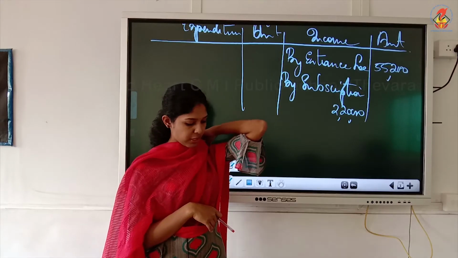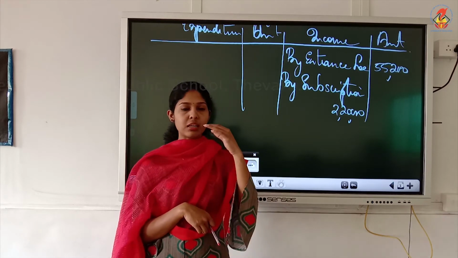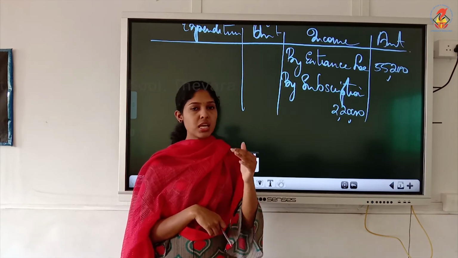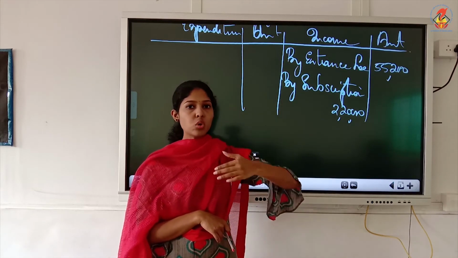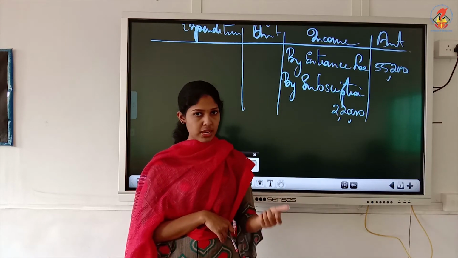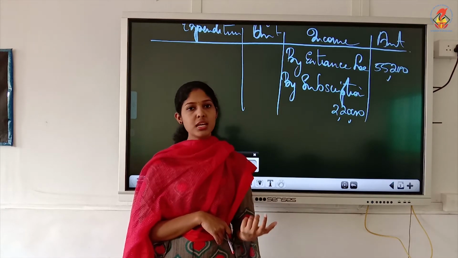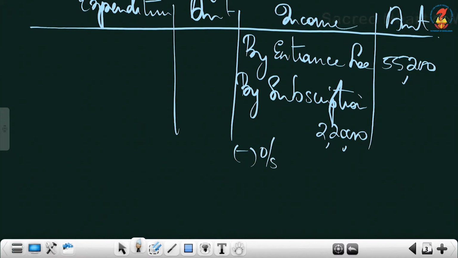First one, subscription in arrears on 1st April 2019. 1st April 2019 means beginning of this year. We are doing for 2020 end. So 1st April 2019 means beginning of this year. There is subscription arrears or subscription outstanding. So outstanding in the beginning, what should we do? Outstanding in the beginning we have to less. So this is outstanding for 2019. The amount is 6,000. So we less that, right within brackets.